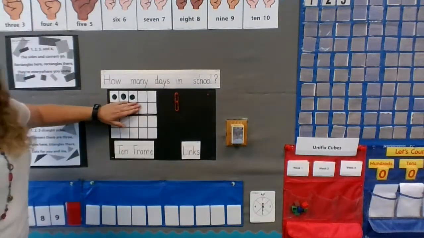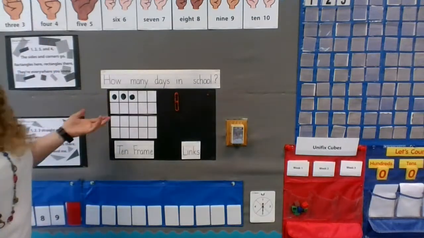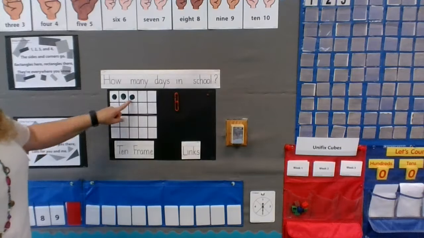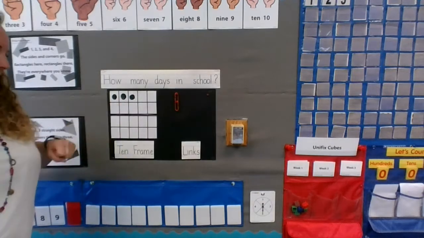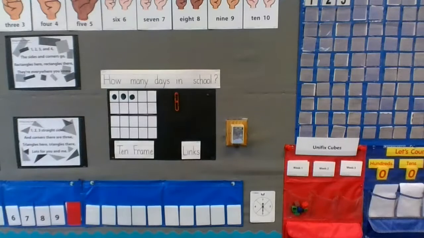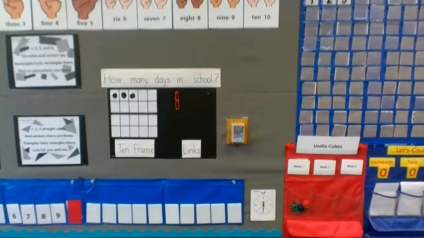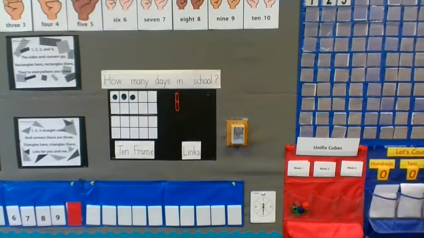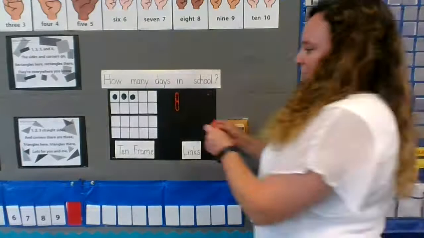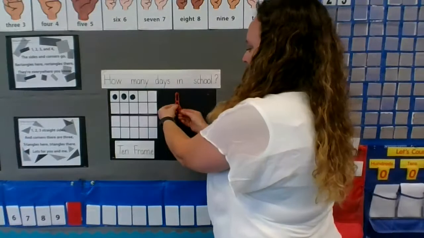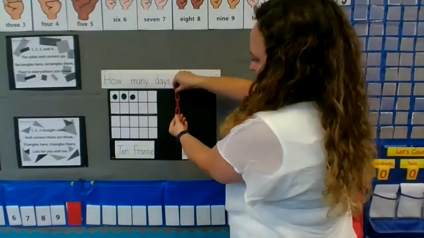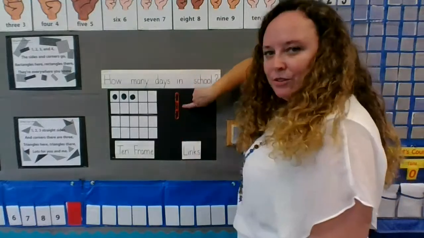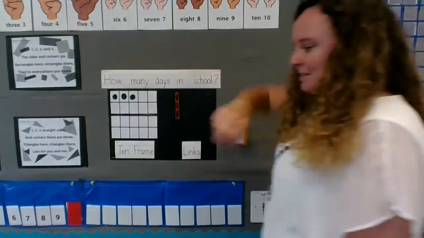So how many days have we been in school so far? You can just count the dots. 1, 2, 3. So that's our 10 frame. We can see we have 3 dots. And then we have to add a link. Here's our link, and I'll go ahead and add that to it. And now you can see we have 1, 2, 3 links.